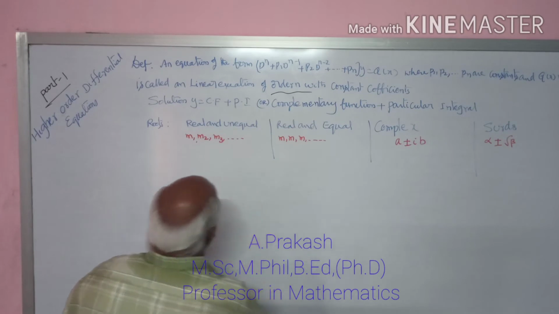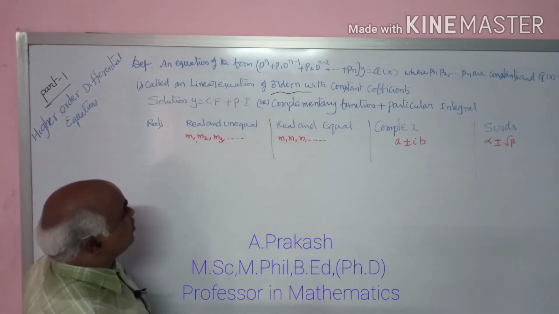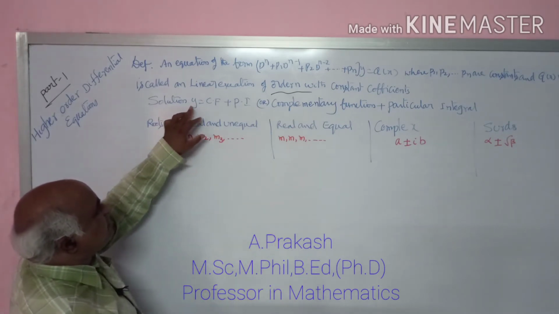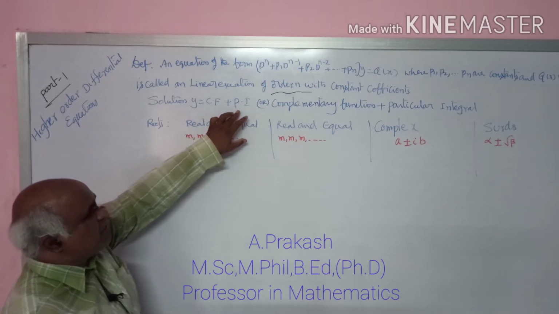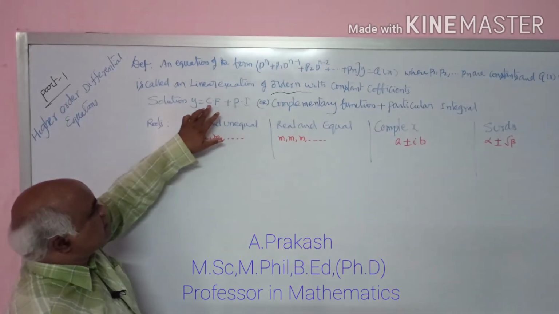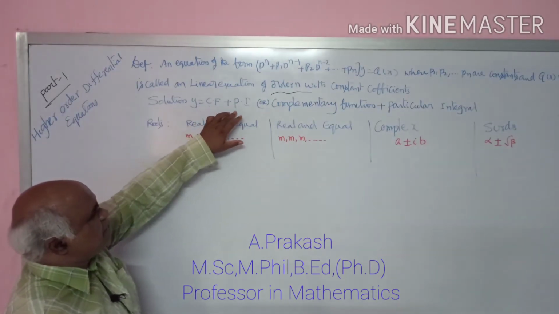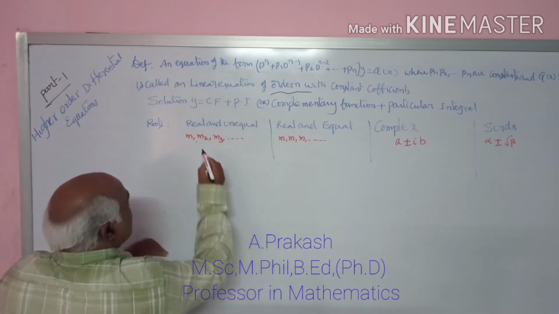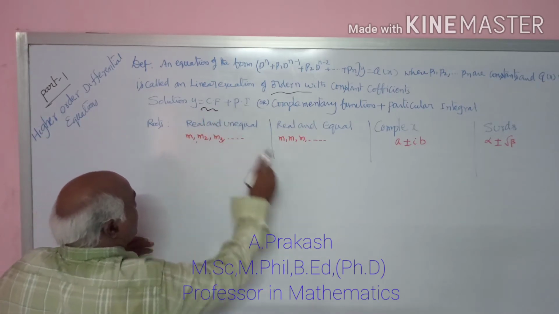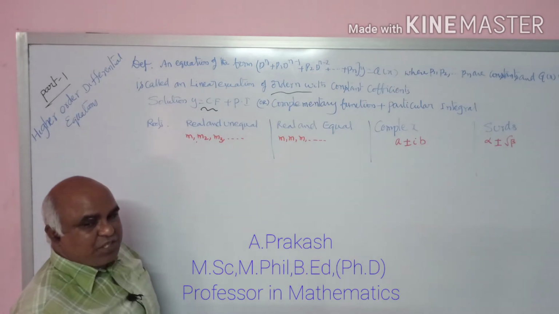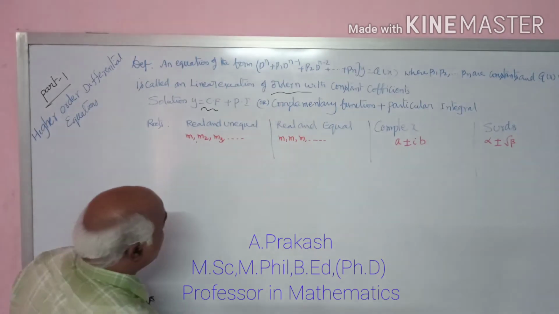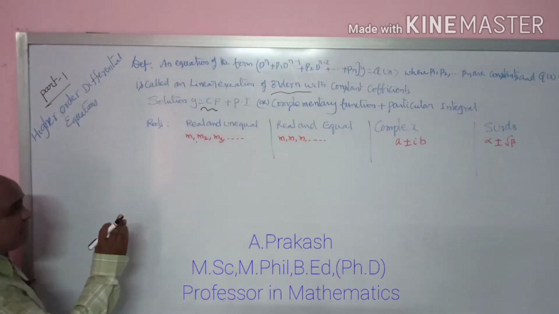For this type of equations, the solution is y equal to complementary function plus particular integral. Simply, it is CF plus PI. Today's topic is how to find the complementary function, which is the main objective of today's class. Come to the given equation.